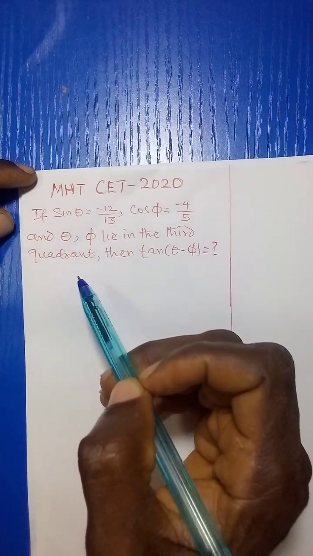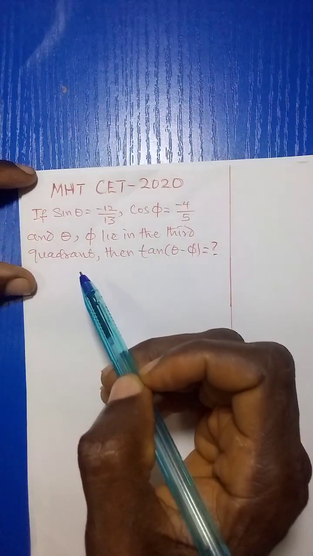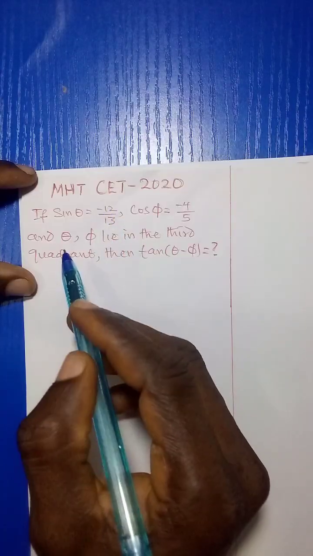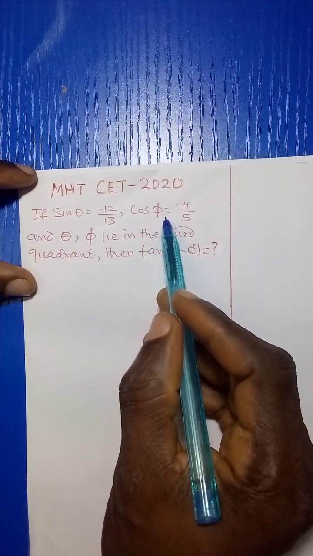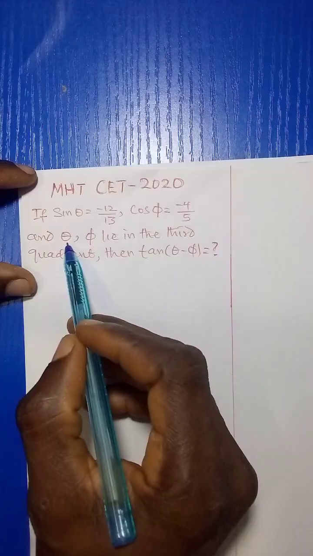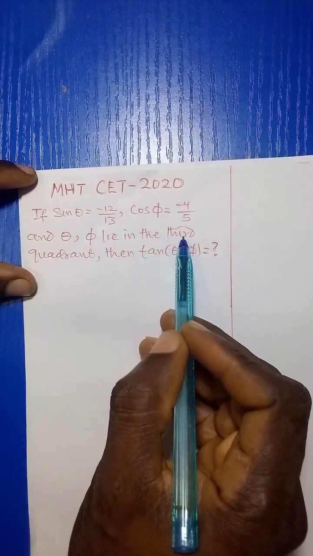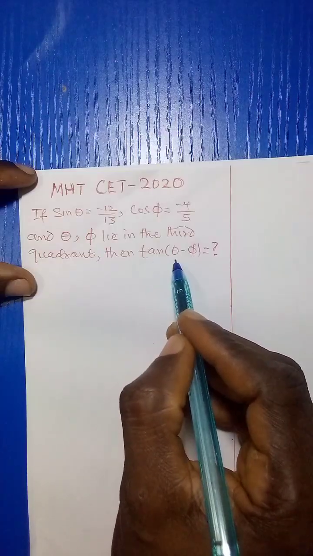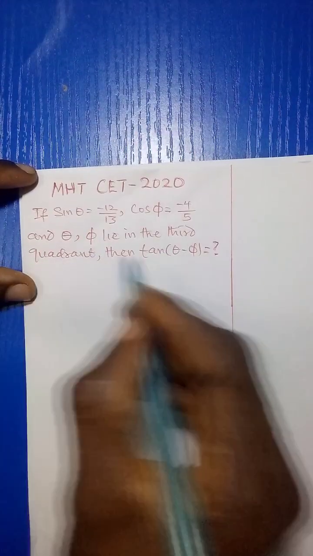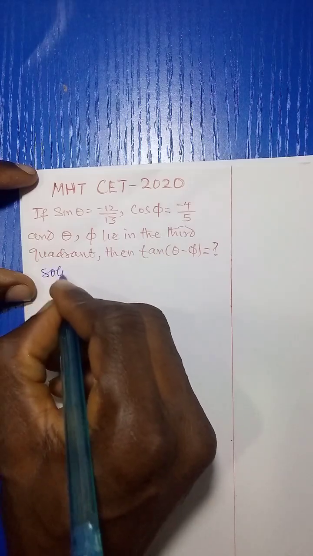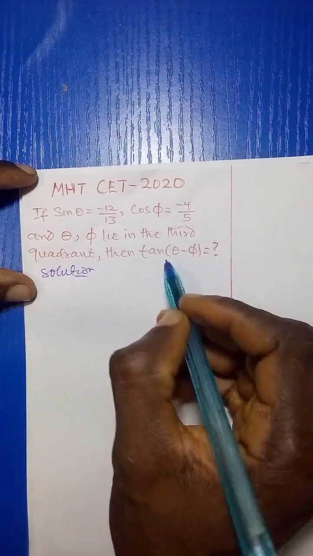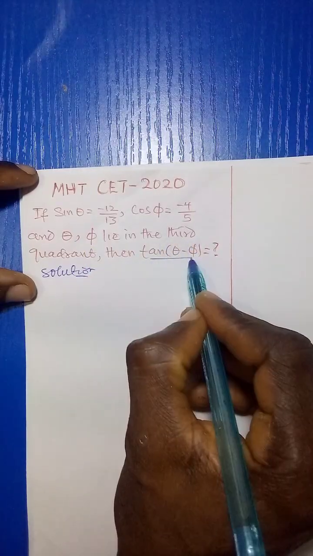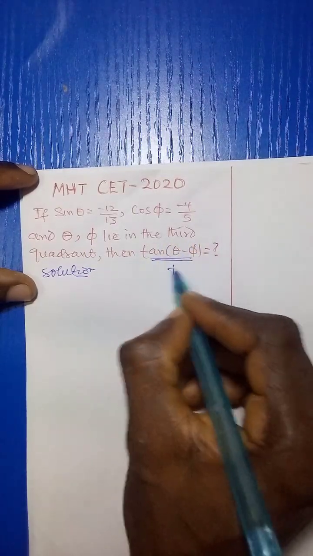In this video, I'm going to solve a very interesting problem in trigonometry. The problem is: if sine theta is equal to minus 12 over 13 and cos phi is equal to minus 4 over 5, where theta and phi are in the third quadrant, we are required to find or evaluate tan(theta minus phi). Now, there's something that we should take note of. Since they said theta and phi are in the third quadrant, then this expression will have a positive value.